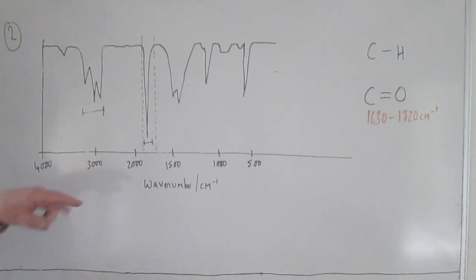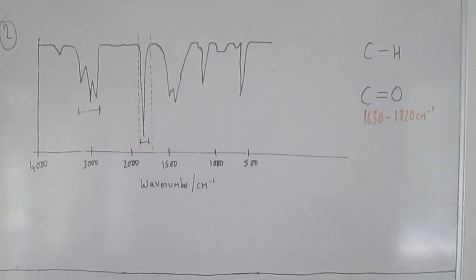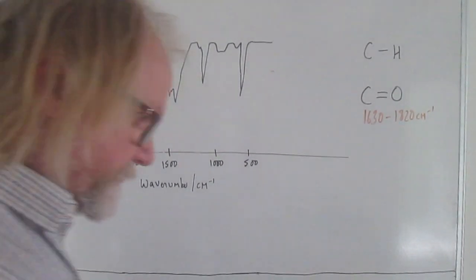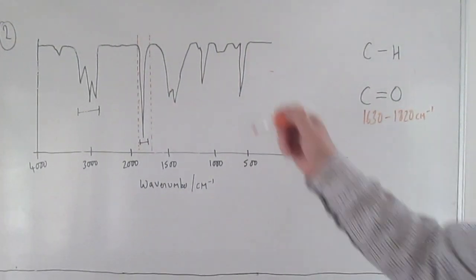So that's something you should get in the habit of doing. Just do that with a square edge of some kind and check that the peak really is in the right place. If you do that on the one in question 2, you find that that is indeed C double bond O. Okay, so we think, yeah, we've got C double bond O.